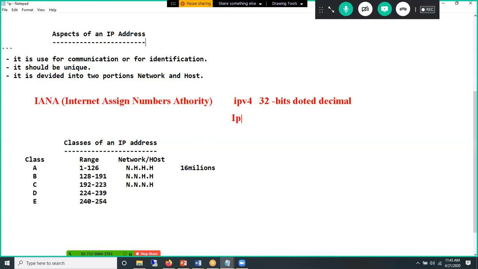Whereas one more version was also released. We call it IPv6. And IPv6 is in the form of 128-bit hexadecimal. That means the new version not only has numbers, the new IP address also comes with alphabets. As I told you, decimal means you have only numbers, nothing else. But the new version, IPv6, is in the form of 128-bit hexadecimal. Hexa means now you not only have numbers, you also have some alphabet.